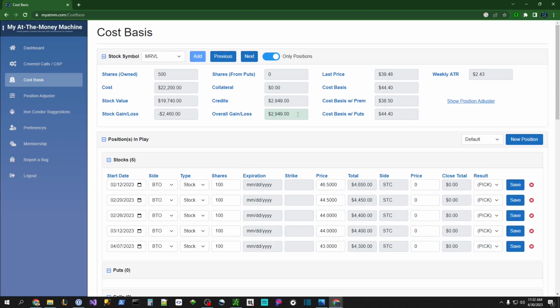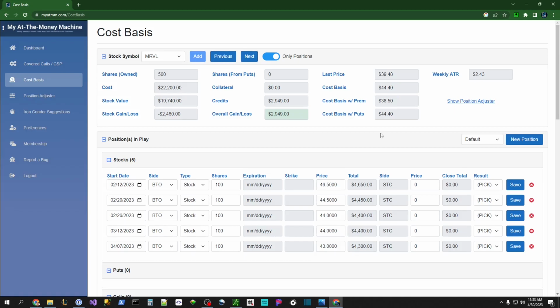I believe this is a dividend-paying stock, so we will collect dividends no matter where the price goes. Our cost basis is $44.40. If you include the premium that we've collected this entire time, our cost basis is $38.50, which is below where it's trading. So, like I said before, we are overall positive for this stock currently. And we're not running any puts, so that cost basis is the same.